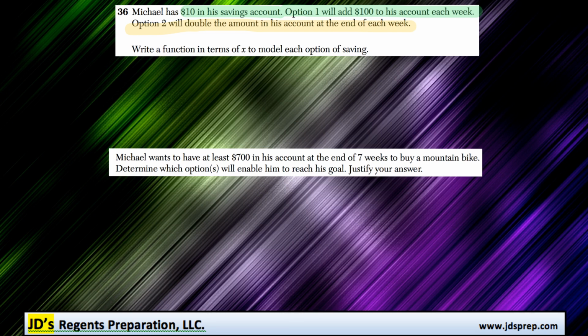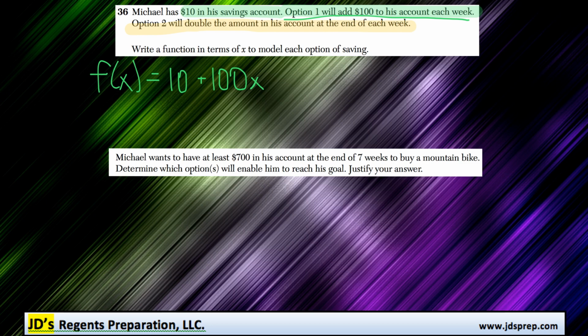We actually have two different types of equations or functions occurring here. Option 1 is a linear equation. It's going to keep increasing at $100 each week. So that one, let's call it f of x. And we know he starts with $10, plus we're going to add $100 for every week that passes. And so that's going to be our variable x.